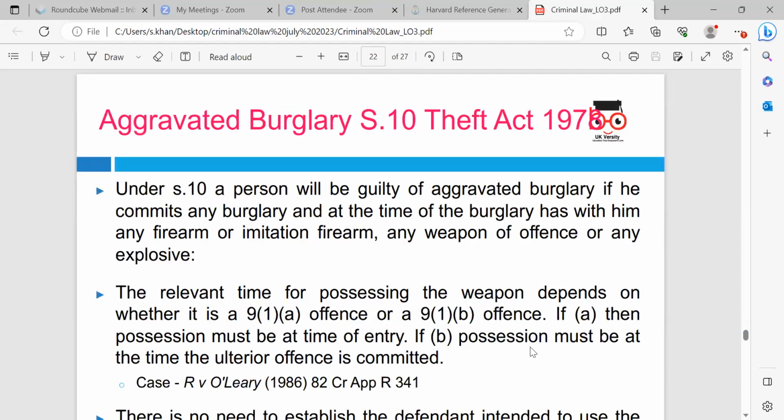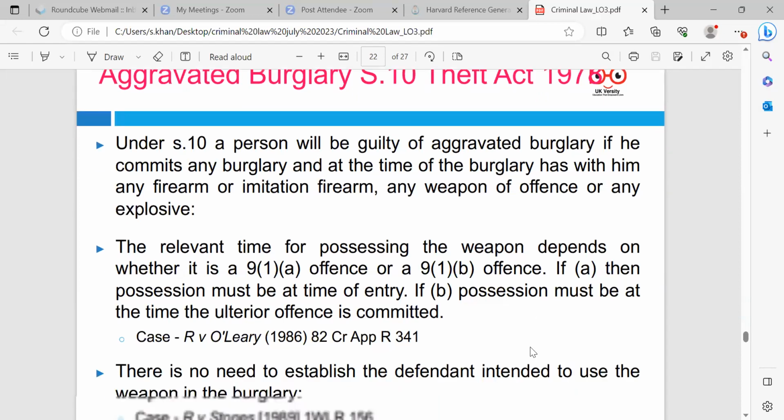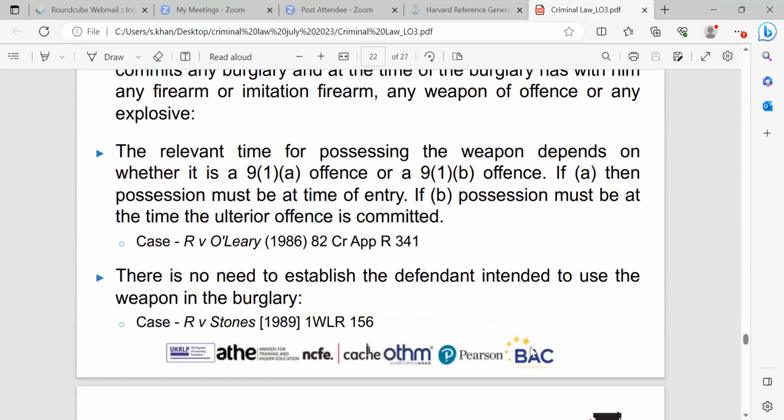Aggravated burglary, Section 10 of the Theft Act 1968. Under Section 10, a person will be guilty of aggravated burglary if he commits any burglary and at the time of the burglary has with him any firearm or imitation firearm, any weapon of offence or any explosive. The relevant time for possessing the weapon depends on whether it is a Section 9, subsection 1A offence or a Section 9, subsection 1B offence.